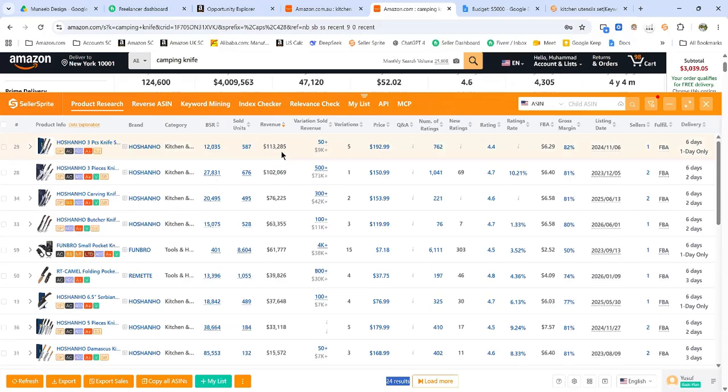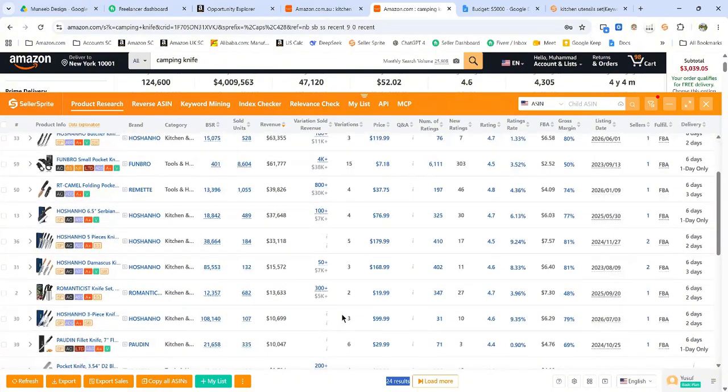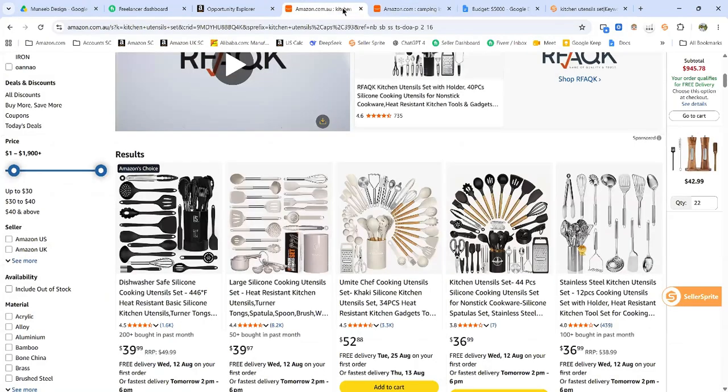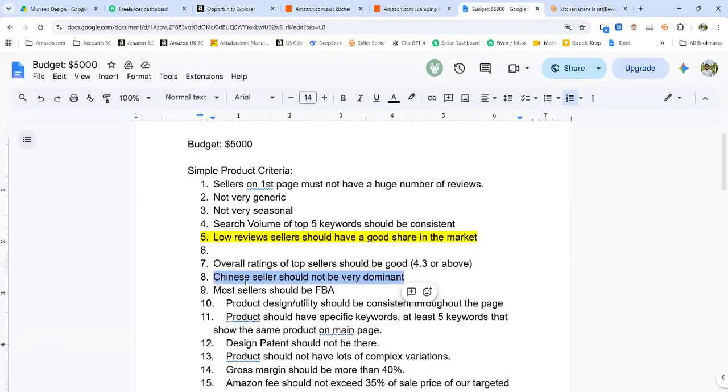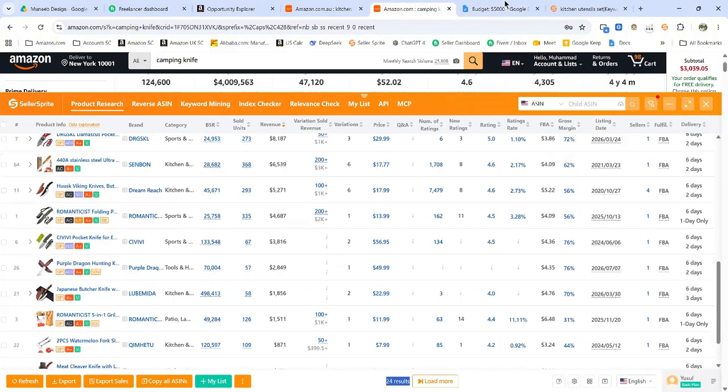jumping into such products. We need to be careful that we have good margins because Chinese sellers usually do price wars and stuff. So overall, we need to be very careful if 70-80% are Chinese sellers. But in Amazon Australia, this is not an issue. Even in other markets, if all the other criteria are met and most of them are Chinese, we can go for it.